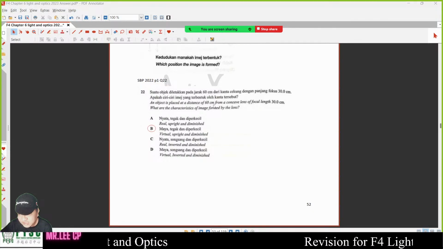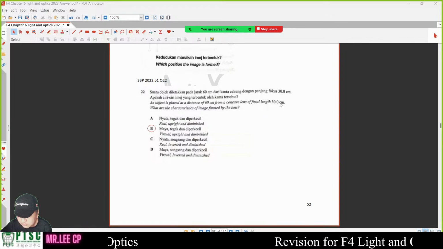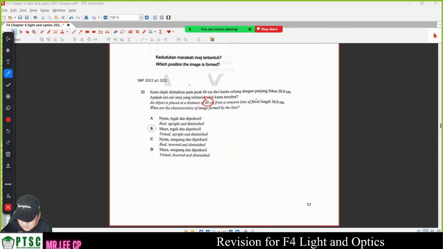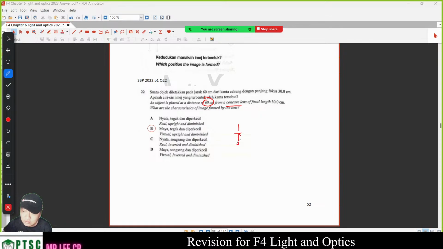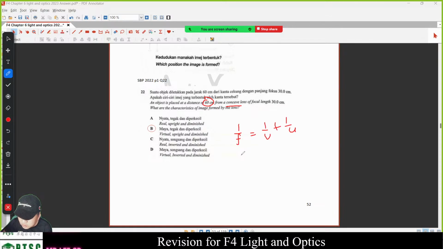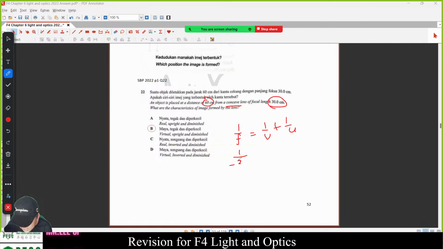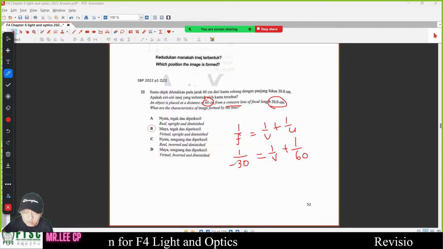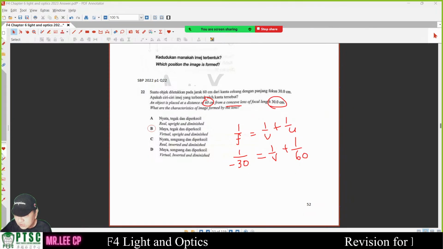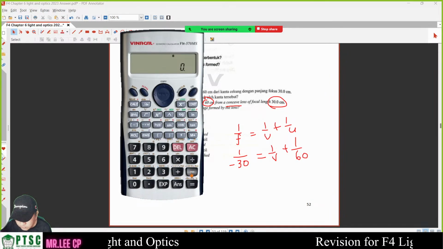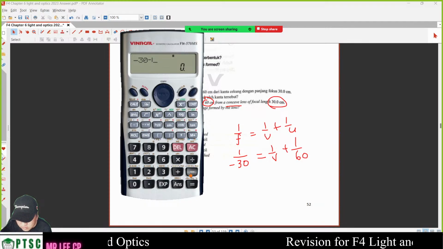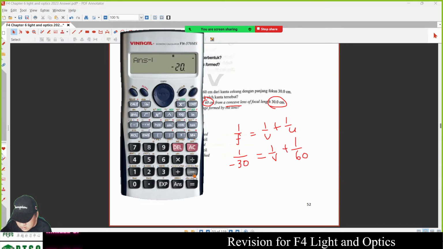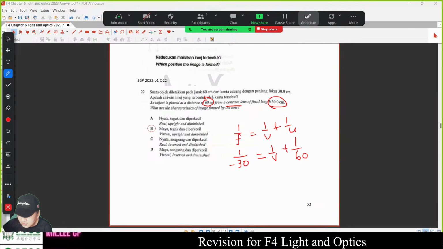It is placed at a distance of 60 cm from the concave lens, focal length 30. What is the characteristic? So now distance 60 cm, concave. 1 over F is equal to 1 over V plus 1 over U. The focal length is negative 30, 1 over V I don't know, and 1 over U is 60. So move it over: negative 30 inverse minus 60 inverse equal. So you get negative 20. V is negative 20.